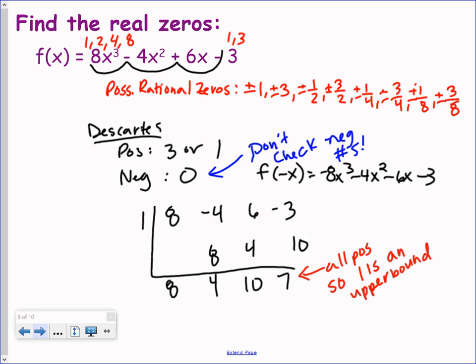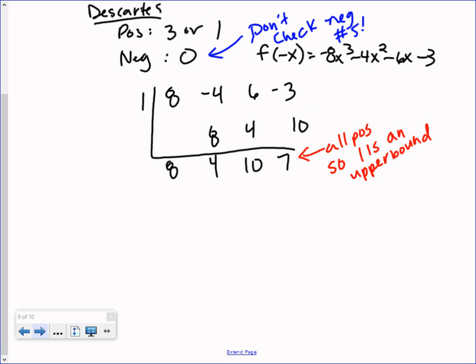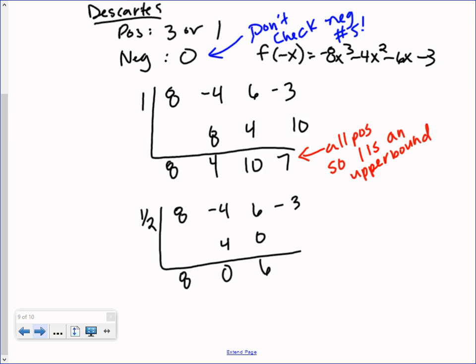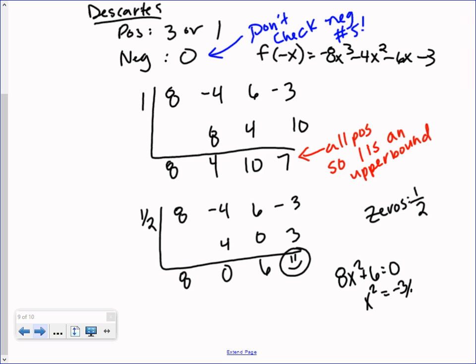Okay. And I believe 1/2 works. 8, negative 4, 6, negative 3. Put my 1/2 here. Yeah, that works. And I would have been able to get that by factor by grouping. If I wanted to find the remaining zeros, this used to be cubic, so now I have a quadratic. 8x squared plus 6 equals 0. When I start solving that, subtract 6 and divide by 8, I'm going to get negative 3/4.